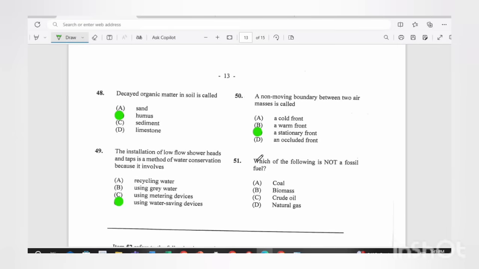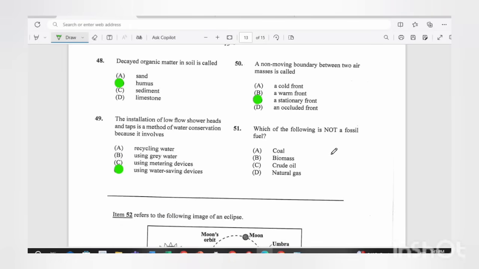Question 51, we're on our last 10 questions. Which of the following is not a fossil fuel? We have A, coal, B, biomass, C, crude oil. Which of the following is not a fossil fuel? That's question 51. The answer there would be B, biomass.